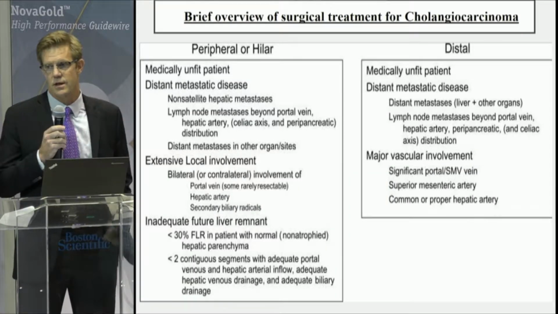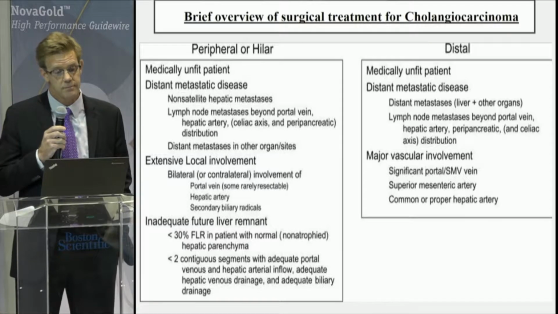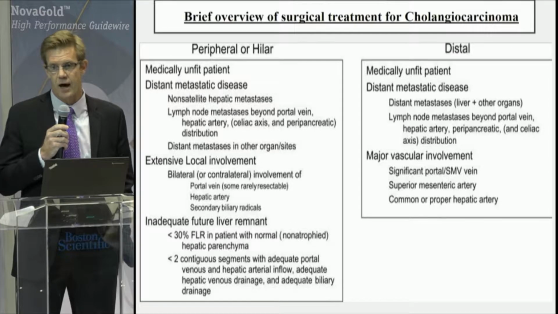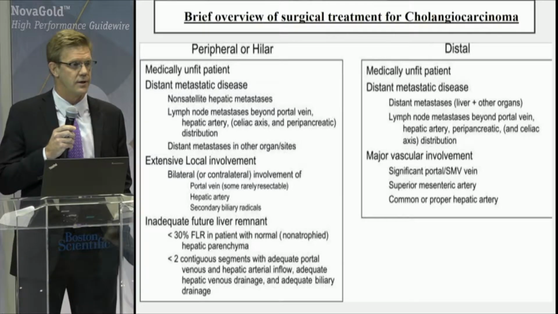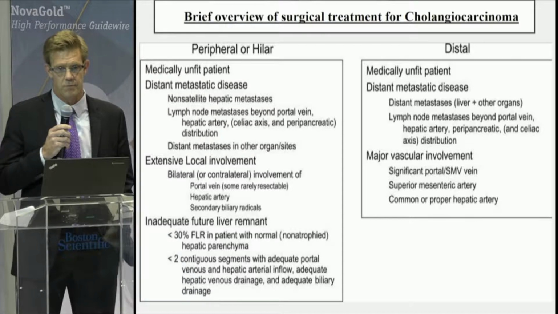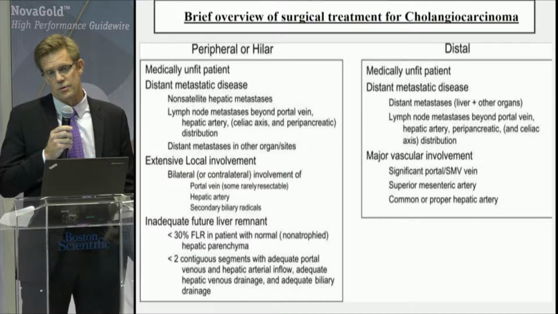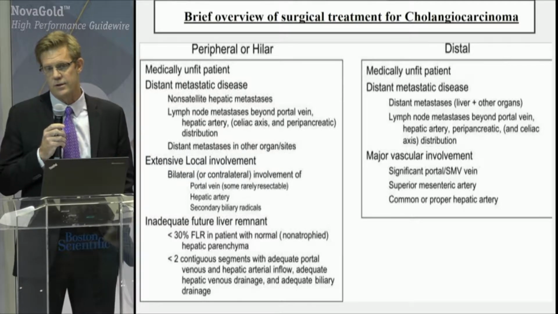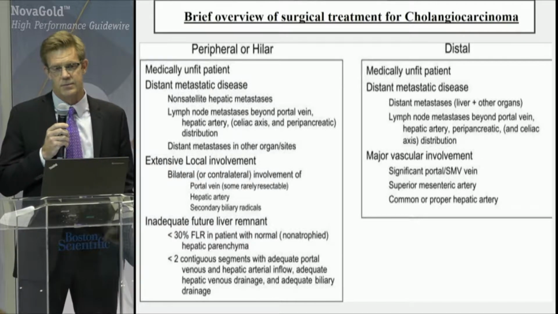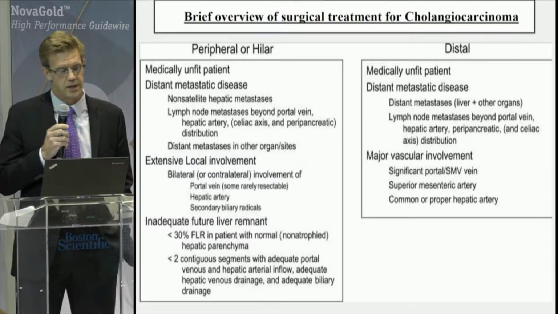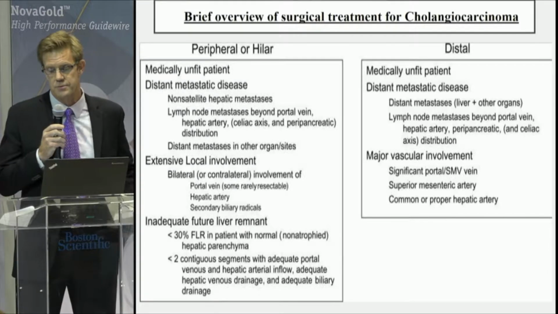In terms of choosing patients that are appropriate for resection, we need to make sure that the patient's medically fit for surgery, that they do not have distant metastatic disease, and that there's no extensive local involvement. Primarily, we're looking at vascular involvement of the main portal vein or bilateral involvement of the hepatic arteries. And importantly, we need to make sure that when surgery is done, the patient has an adequate functional liver remnant. Typically what we're looking for is 2 contiguous segments that have both good inflow and outflow of blood and adequate bile drainage.